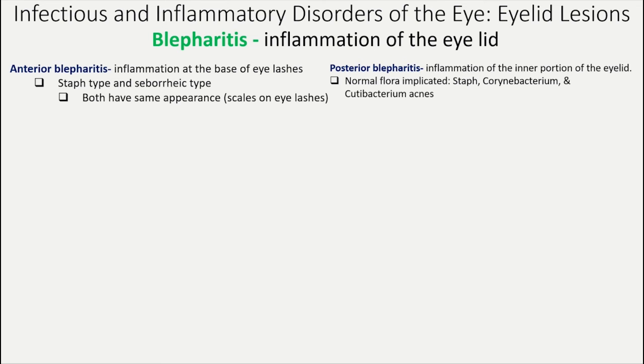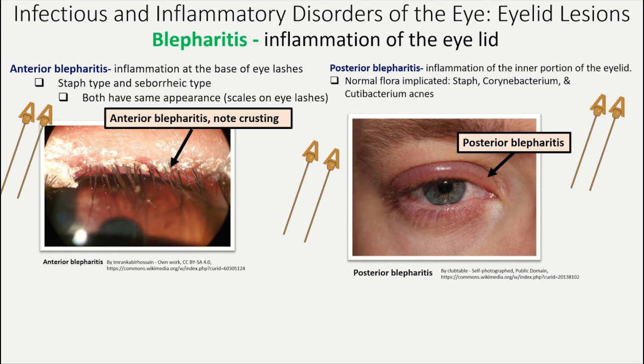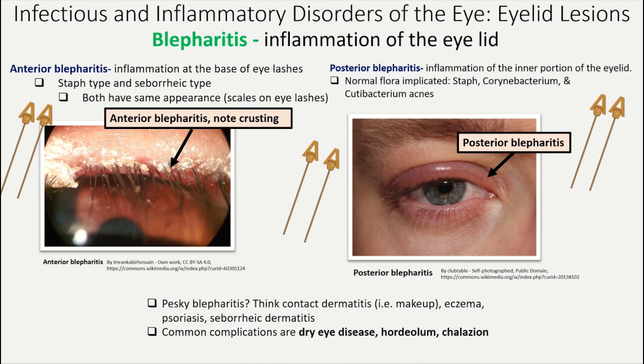Anterior is inflammation at the base of the eyelashes that often presents as scaling on the eyelashes, as shown here, or crusting. It's usually due to staph infection, usually from your normal flora overgrowth. The posterior blepharitis is the inflammation of the inner portion of the eyelid, and you can see here, this eyelid up here is edematous. Again, staph is the usual cause, but there are other flora like Corynebacterium and Cutibacterium acnes that may be involved. Whether you're dealing with anterior or posterior, the treatment is the same.